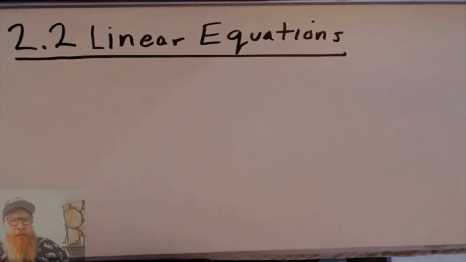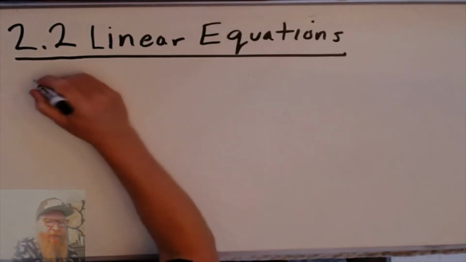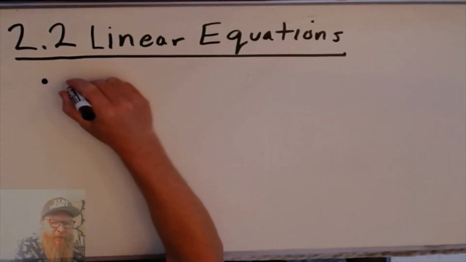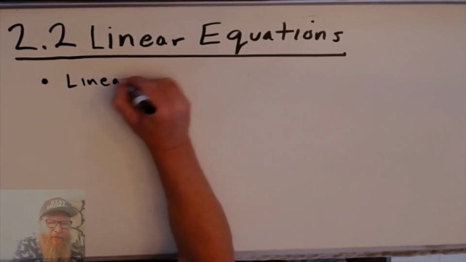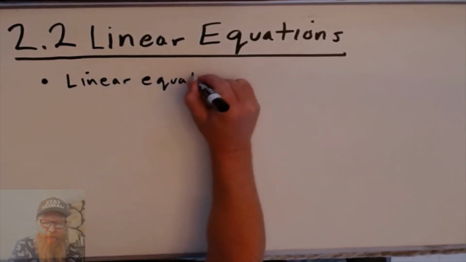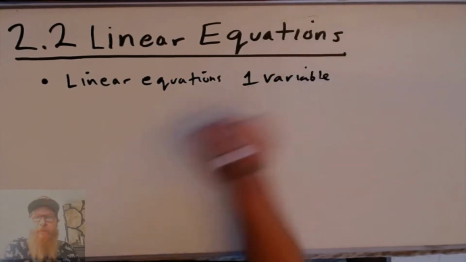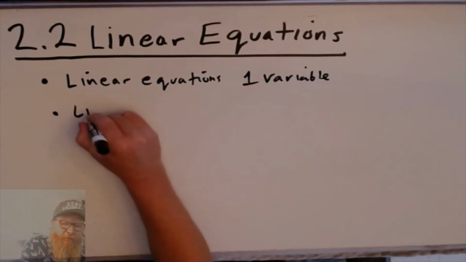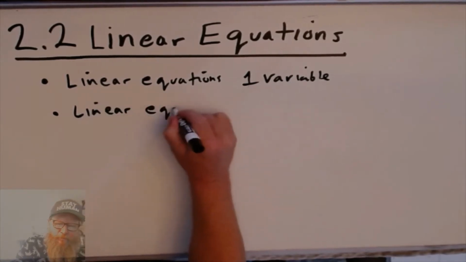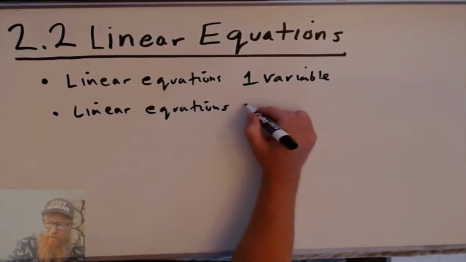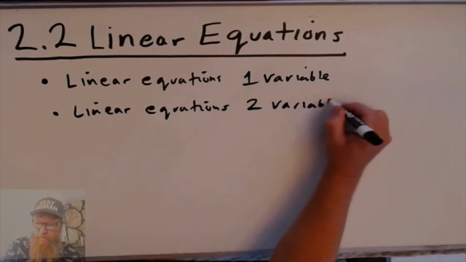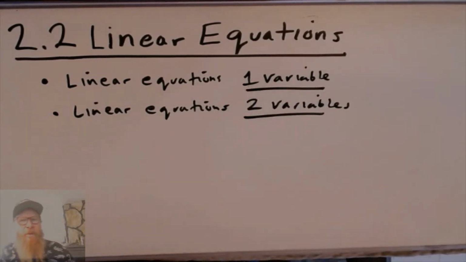Hey, it's Dr. J. 2.2 linear equations today. We have two main objectives. We're going to talk about equations in one variable and in two variables. So let's get started.